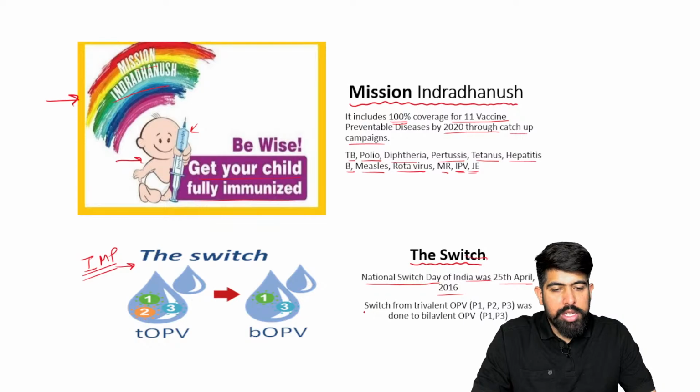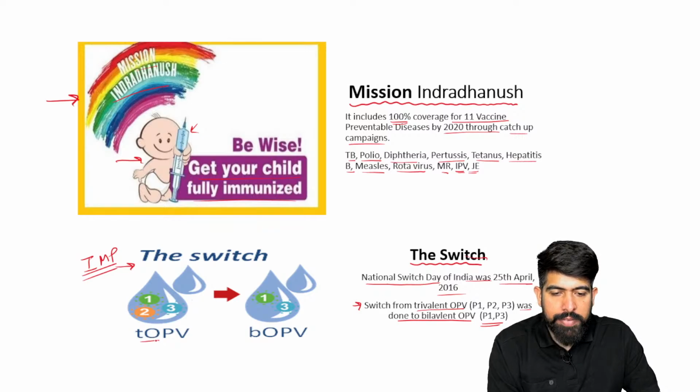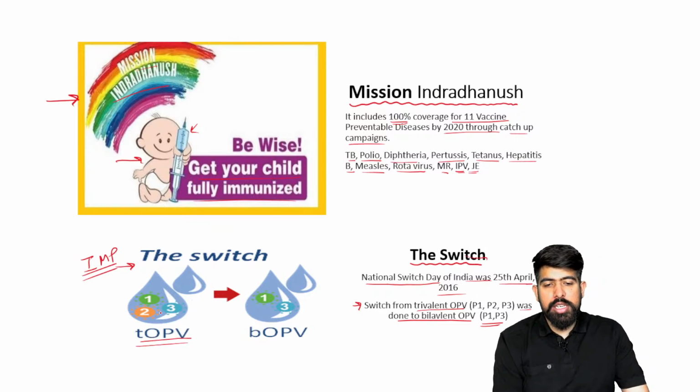What is the meaning of this switch? It is from the trivalent OPV. There was trivalent oral polio vaccine earlier, with 1, 2, and 3, and it was changed to the bivalent OPV, which has only P1 and P3. You can see this is the trivalent oral polio vaccine, with 1, 2, 3 clearly written: polio 1, 2, and 3 are all there.